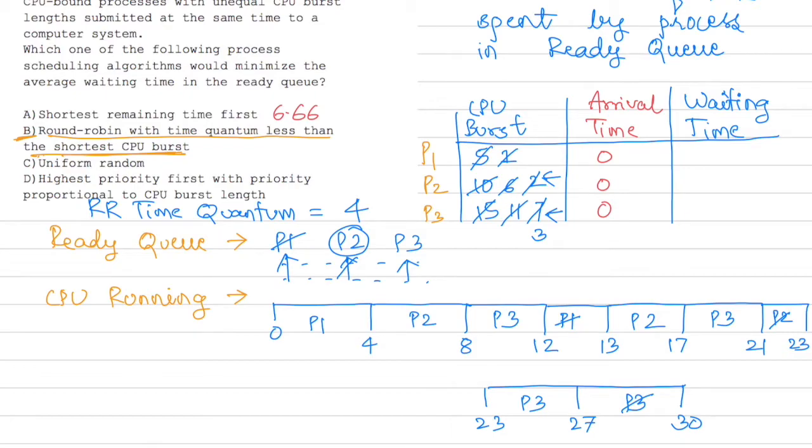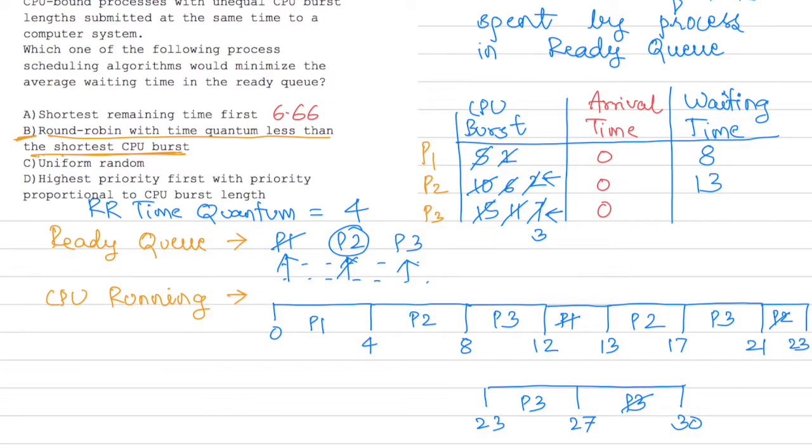So I'm going to write it down here, 8 seconds for P1. Now similarly we have to calculate for P2. We have to calculate the time when P2 was in the ready queue, not with the CPU. So 4 plus 4, 8. Then 9, and 9 plus 4, 13. So 13 seconds P2 was in the ready queue.